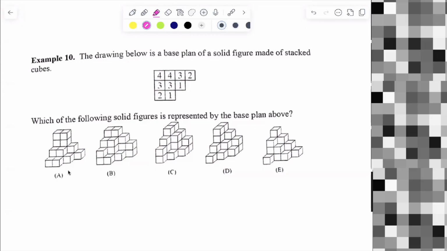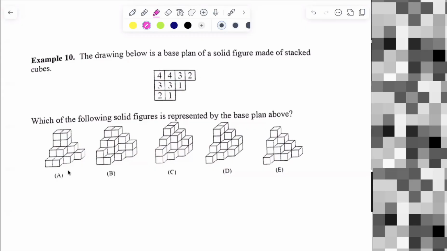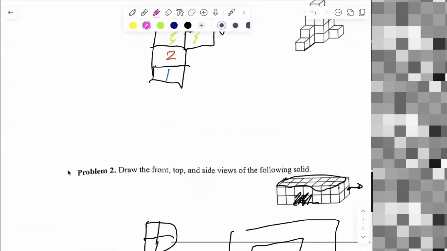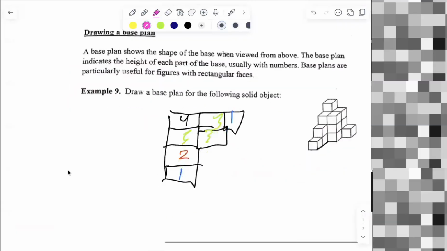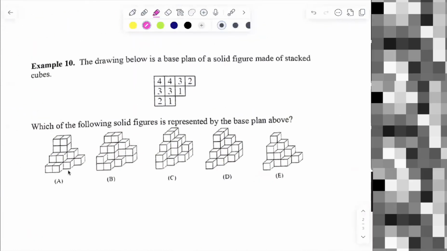All right, guys, let's get started with this question. So, how do we approach this? Well, we just follow the base plan. All right, as we talked about before, the base plan tells you how many cubes are stacked on top of it.